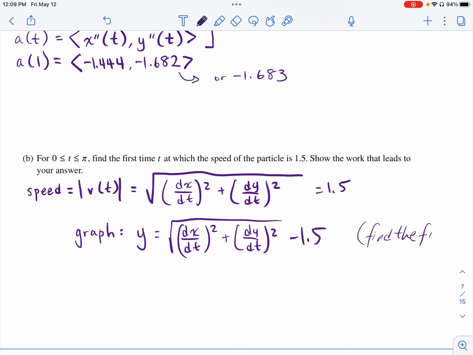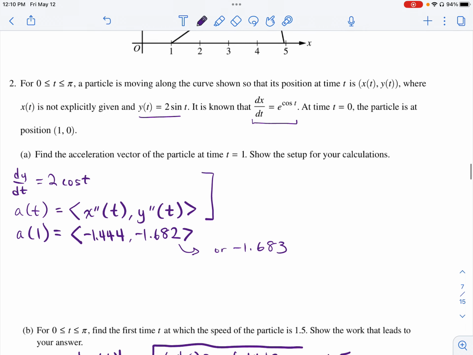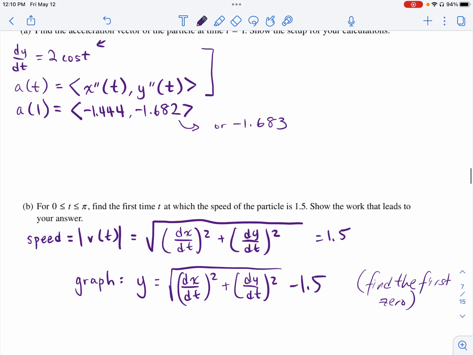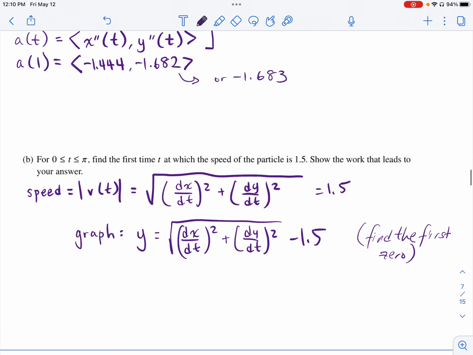Find the first zero where this occurs. Okay, so we're going to want to find the first zero there. In your calculator, there really isn't that much to this, if you keep in mind that we already know what dx/dt is. It is given to us right over here. We found dy/dt from our previous step. So we're just going to square each of those functions, take the square root of it, minus 1.5.